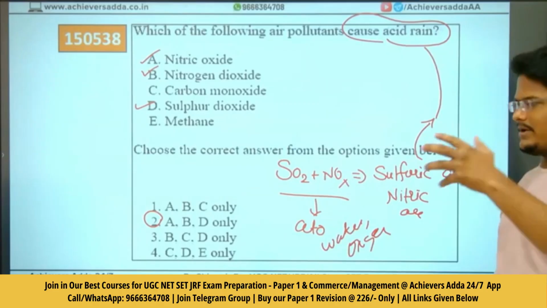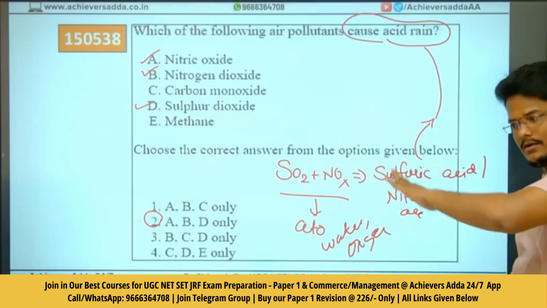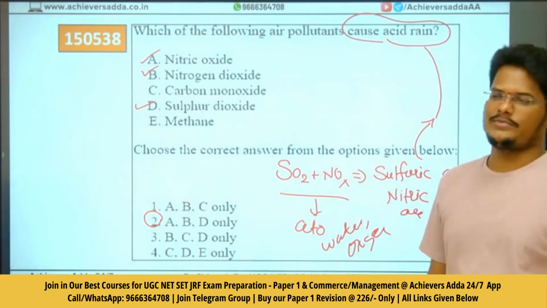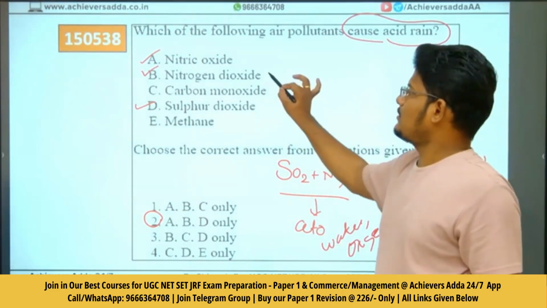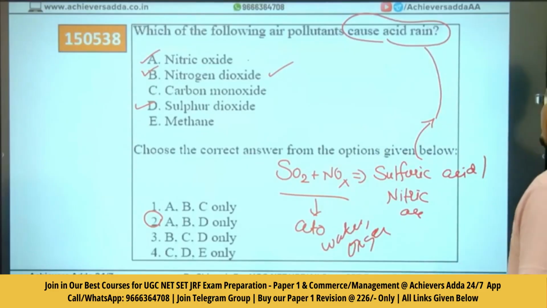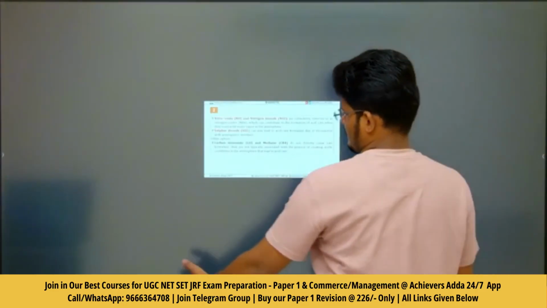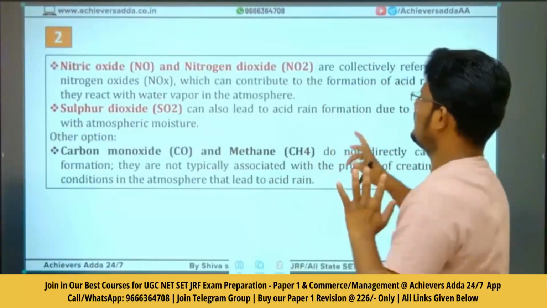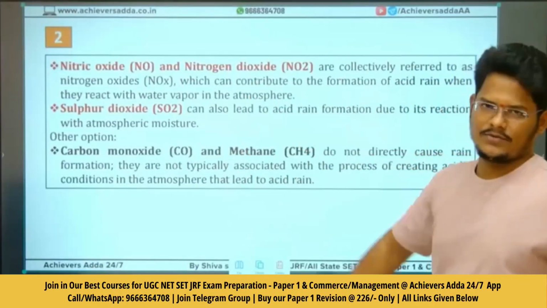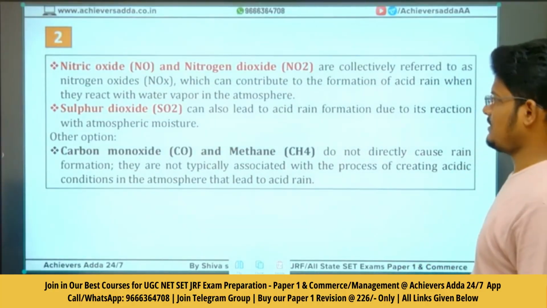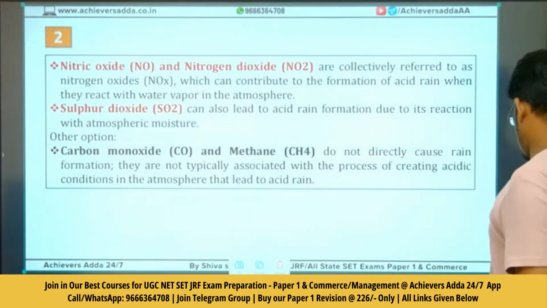The rain will be coming. Before the rain comes onto the land, this is the process which takes place in the atmosphere. So nitrogen dioxide, nitric oxide, and sulfur dioxide are the three things which form the acid rain. First, NO plus NO2. Later, that interacts with SO2, water, or oxygen in the atmosphere. It will cause acid rain.